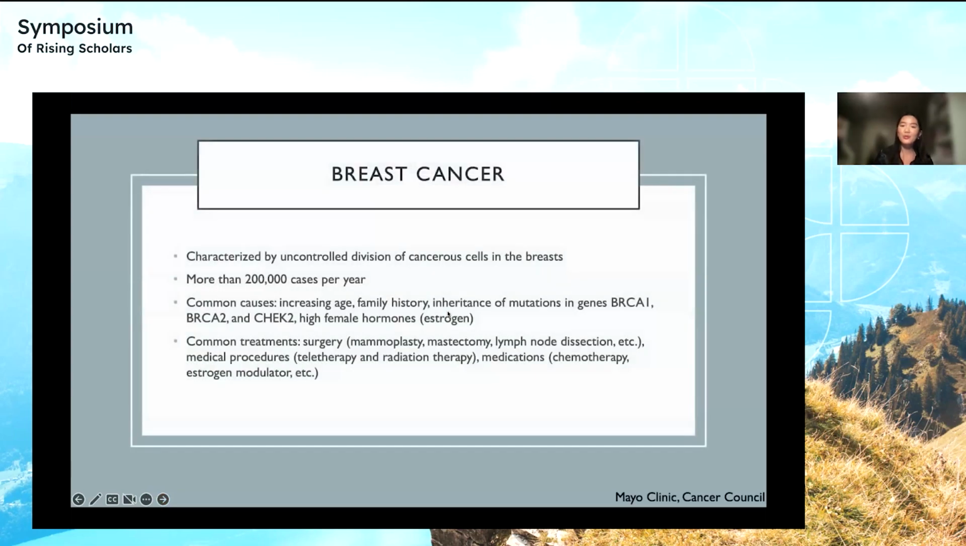Okay, so a little bit more on breast cancer. It is characterized as the uncontrolled division of cancerous cells in the breasts. There are more than 200,000 cases per year, and some common causes are increasing age, family history, inheritance of mutations in genes like the BRCA genes, and high female hormones like estrogen. And some common treatments include surgery, medical procedures, and medications.